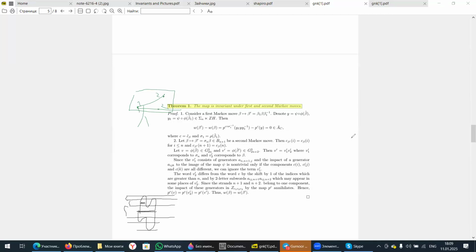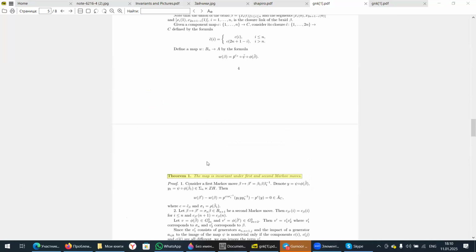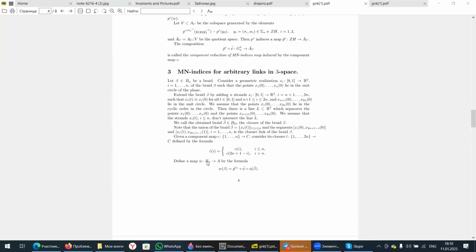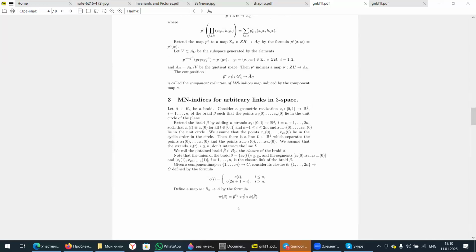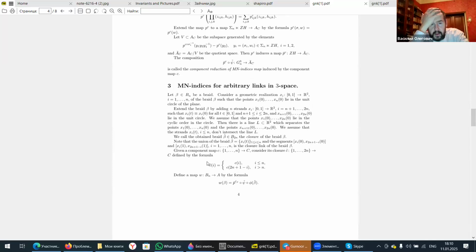Yeah, thank you. I have one question. On the previous page, you take a braid beta and add n trivial strands, and we consider strands between xi0, x2n plus 1 minus i0, and xi1, x2n plus 1 minus i1. Yes. Then it is the closure, I mean, not the closure in the Artin braid sense, but it looks flat. I forgot that we add the top and bottom, right? Yes, it looks like a plat closure, and there is a question.